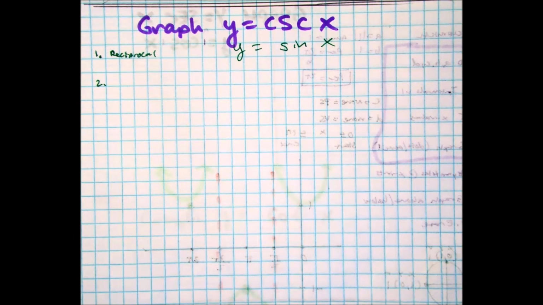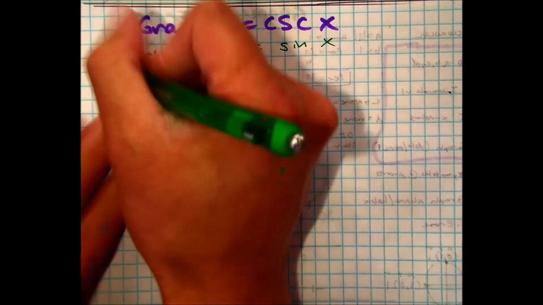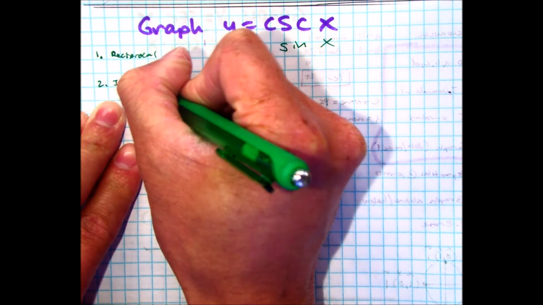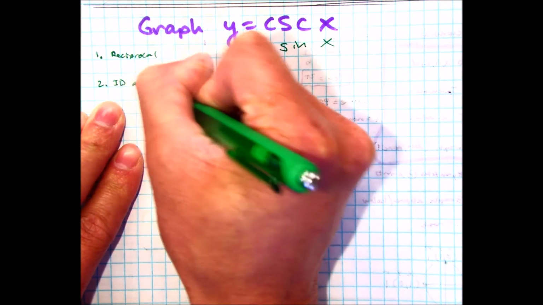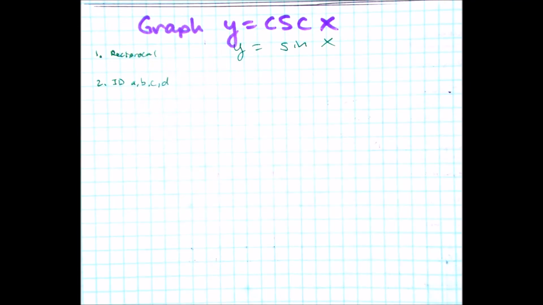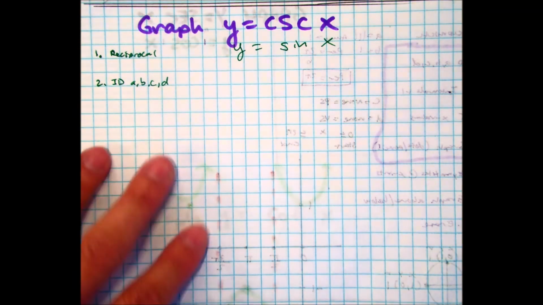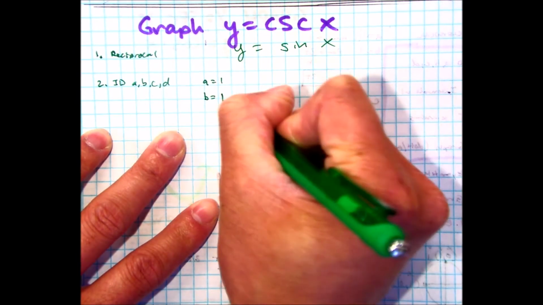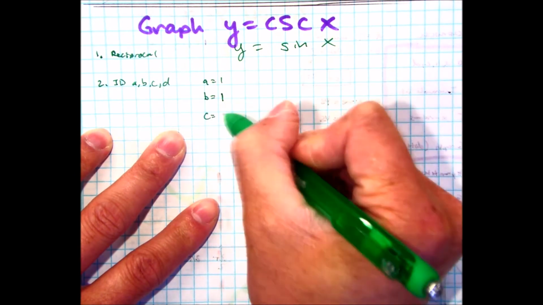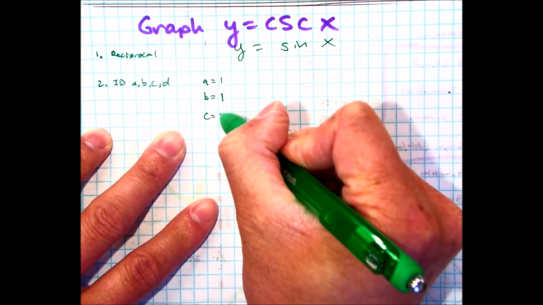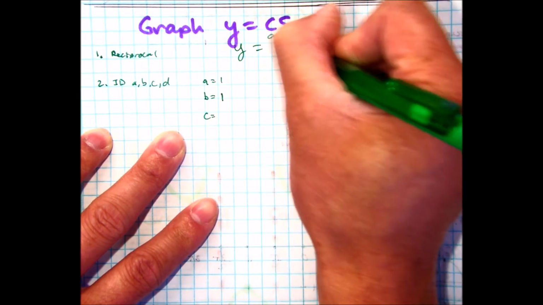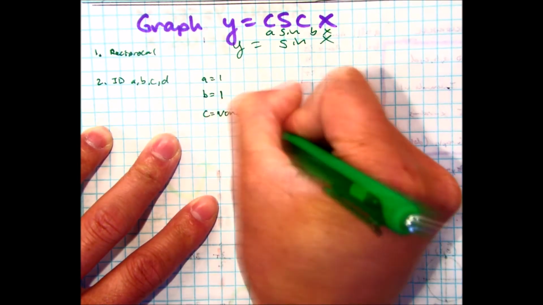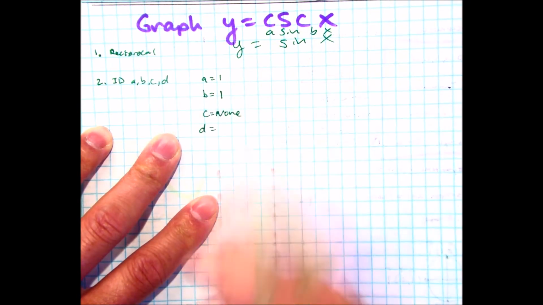Yazzie, what's step number 2? Identify the variables. What is your A value, Yazzie? B value? Just 1. C value? So A sine B x. Do you see any parentheses there? So there is none. How about a D value? There is none.